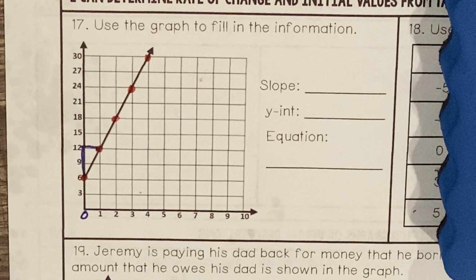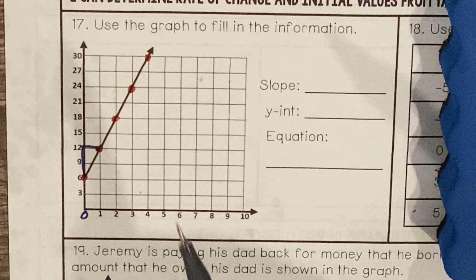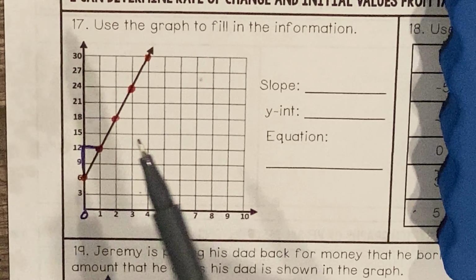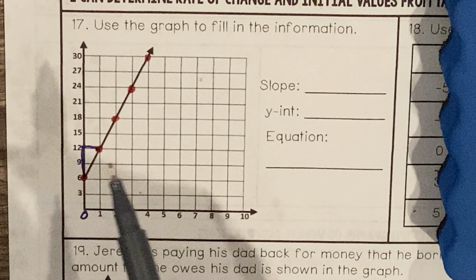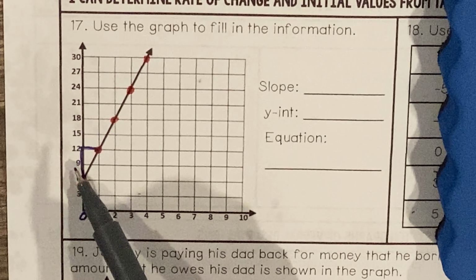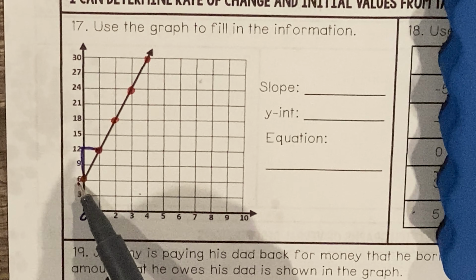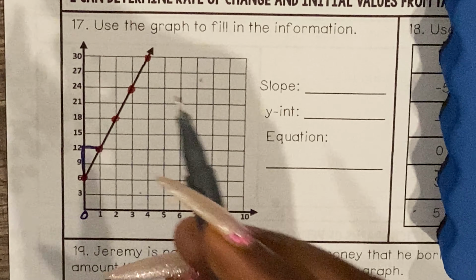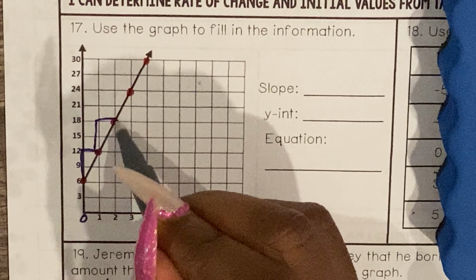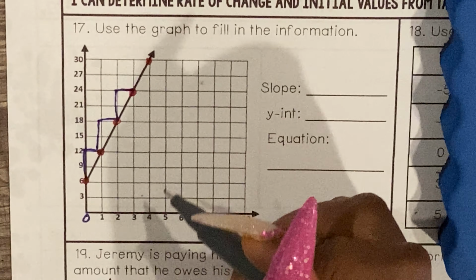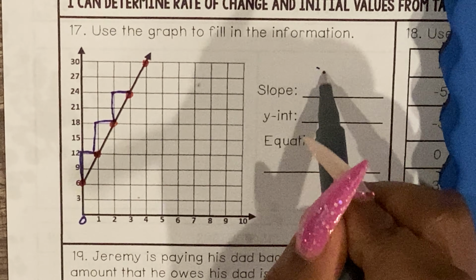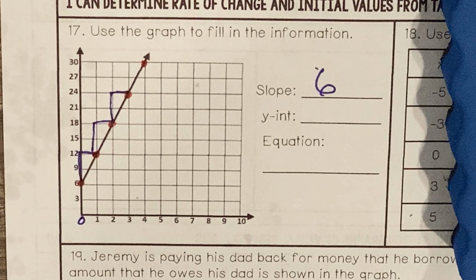What we have here is a graph that is increasing by 3s, but you have a line that is increasing by 6. So this is going up by 6. From 6 to 12, it's 6. From 12 to 18, that's 6. From 18 to 24, that's another 6. So my slope is 6.